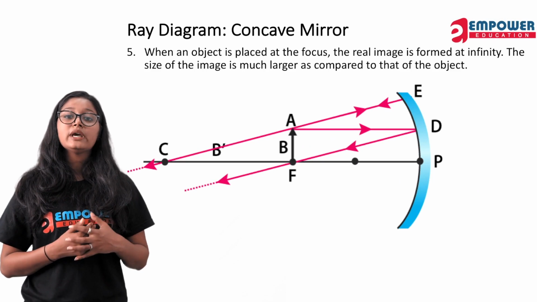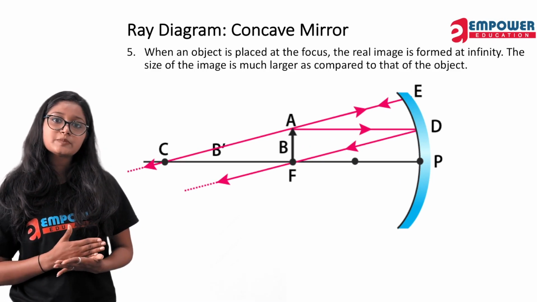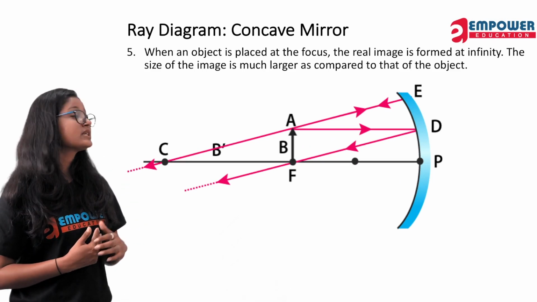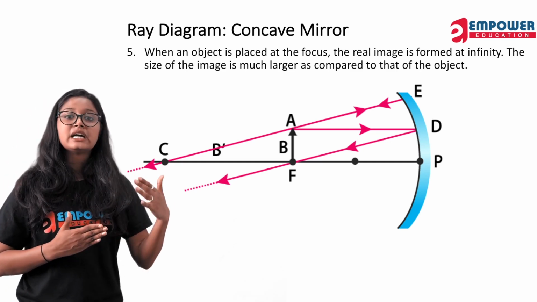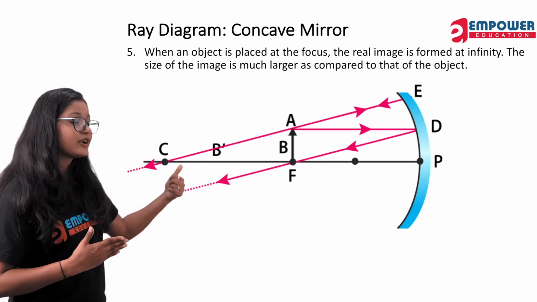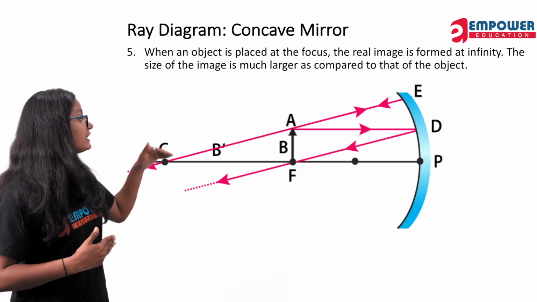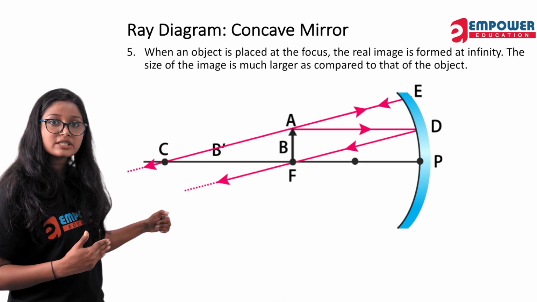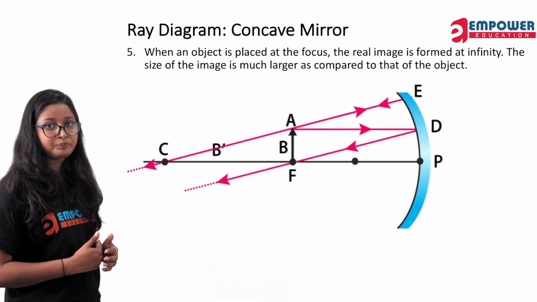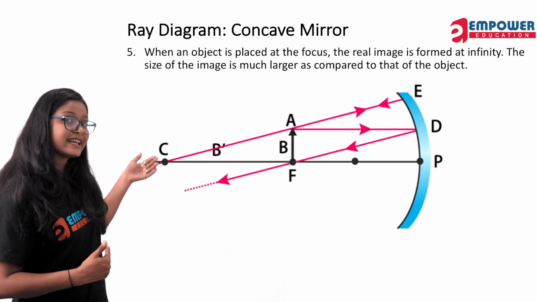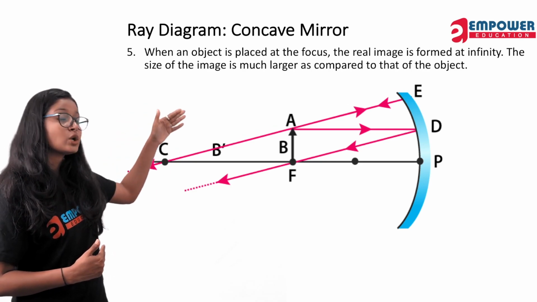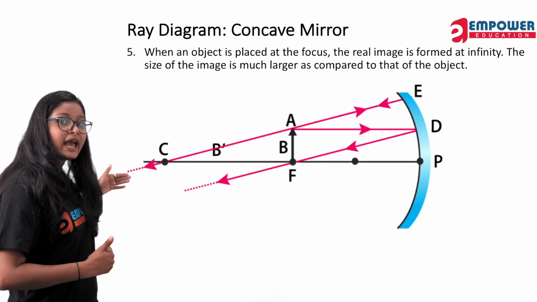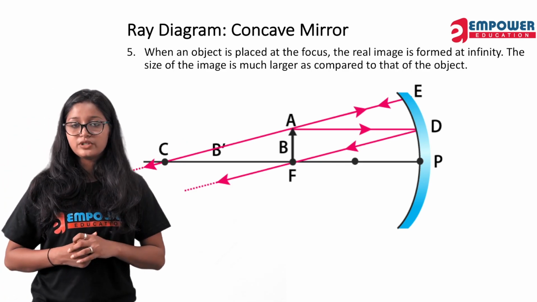Now let's have a look at the fifth ray diagram. In this ray diagram, the object is placed at the focal point. You can see in the figure that rays of light pass parallel to the principal axis, strike the reflecting surface and pass through the focal point. The second ray strikes the reflecting surface, goes through the same path and then passes through the center of curvature.